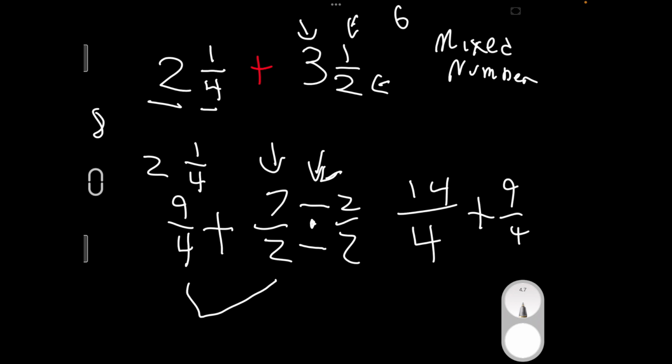Since they have the same denominator, we just have to add the numerators up, which is the top part of the fraction. So 14 plus 9, that's going to be 23. So the final answer is going to be 23/4.